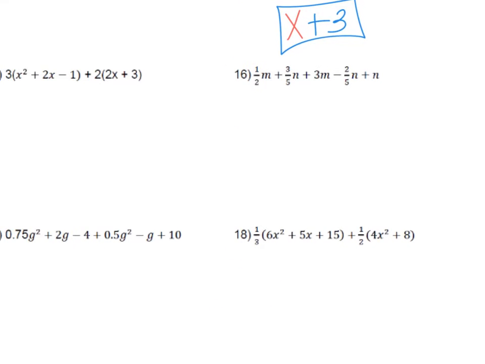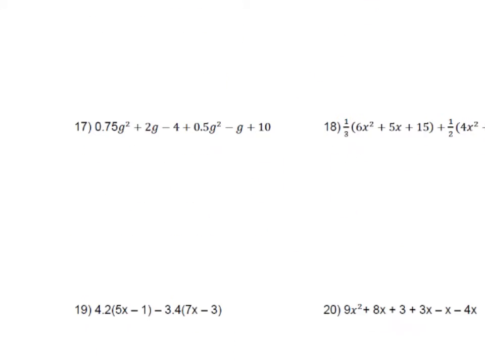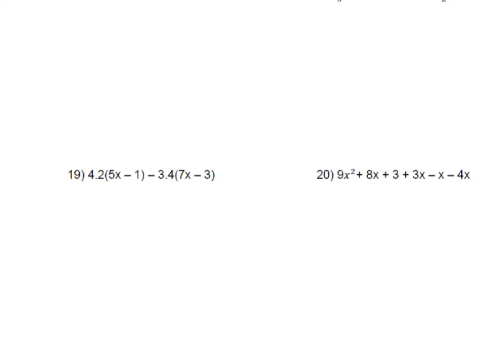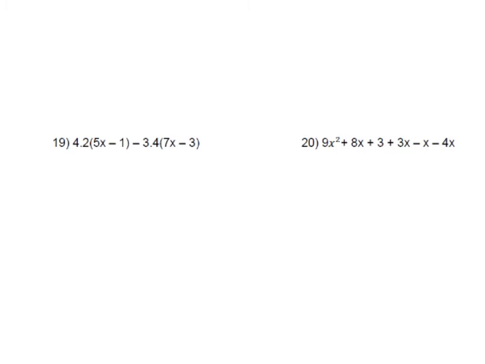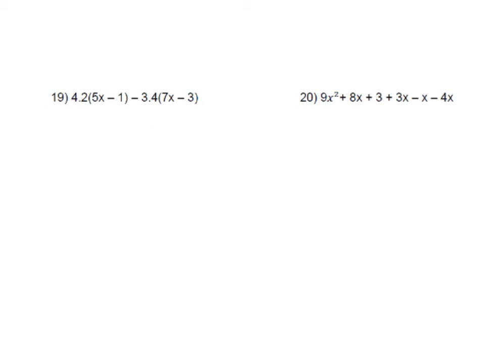Okay, let's look at another one that was commonly missed. Number 19. First off, you have to distribute or multiply each term by 4.2. So 4.2 times 5 is 21, and that would be 21x since it was 5x. And then 4.2 times negative 1 would be negative 4.2. Make sure you pay attention to your positive and negative signs.